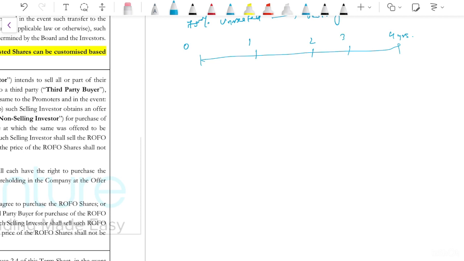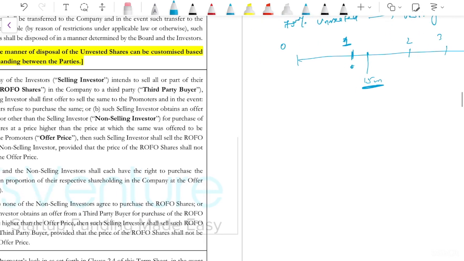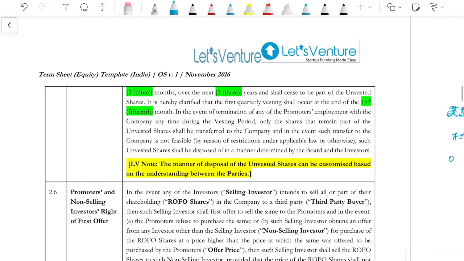And I can put a clause that the vesting will start at the end of the first year from the date of closing, which means my first vesting will start from here on. However, I can further say that it will be a quarterly vesting, which means the promoter share will first vest in the 15th month after closing, because the vesting starts after 1 year, which is 12 months, and the vesting is on a quarterly basis, which means 3 months. So 12 plus 3, 15th month.